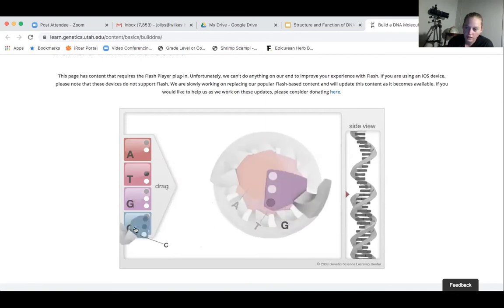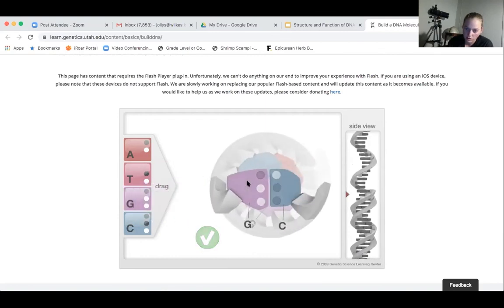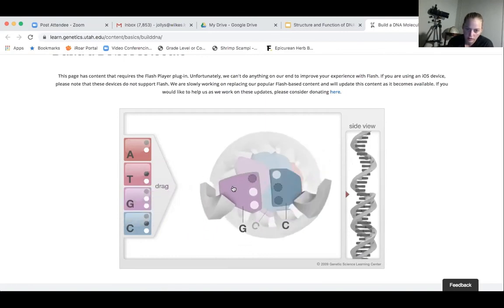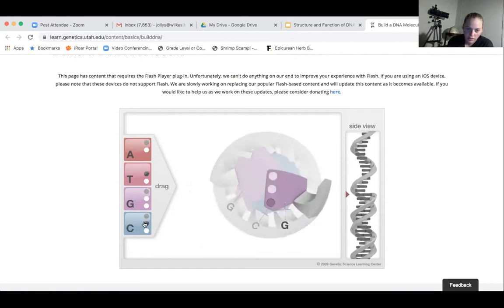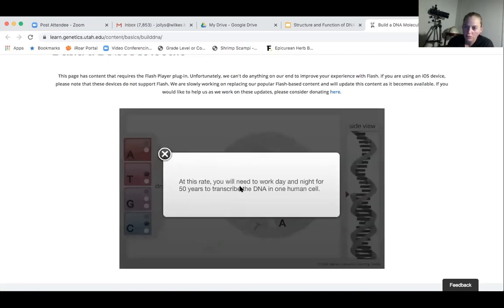And this is a G, so we're going to put a C with it. C is going to go with G. And again, you can see how these shapes line up together. You've got your 3 dots for 3 hydrogen bonds here. And we have our 2 dots for the 2 hydrogen bonds between A and T.